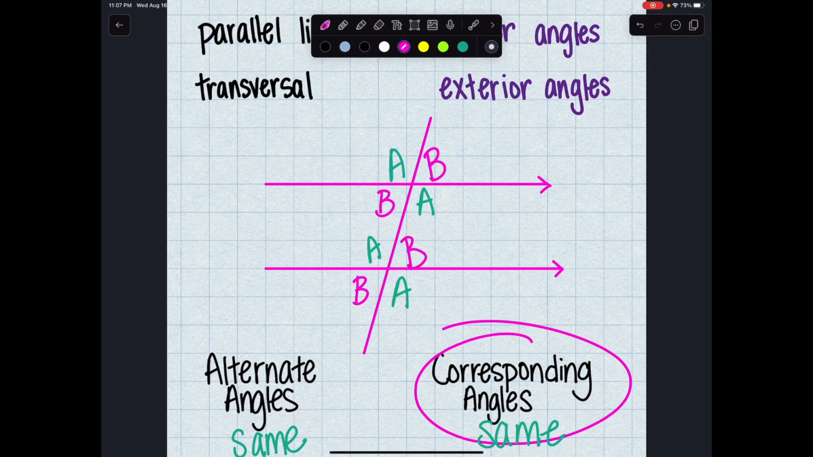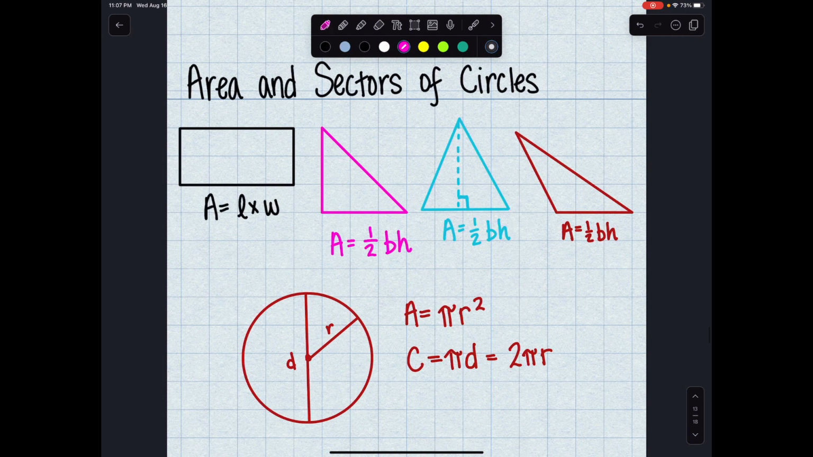Cool, right? Alrighty, let's go over area and sectors of circles. If you need to take a break, you can take a break and come back because I know this is a lot of information. Let's go over areas and sectors of circles. Okay.